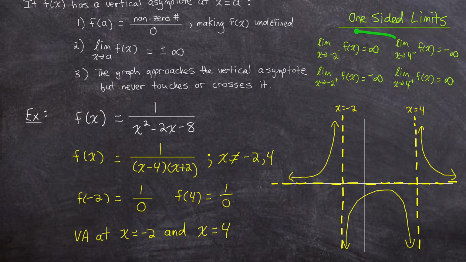Notice the limits of the function as x approaches a vertical asymptote are all either infinity or negative infinity. That's always what happens as you approach a vertical asymptote. And that's why these vertical asymptotes are often called infinite discontinuities.